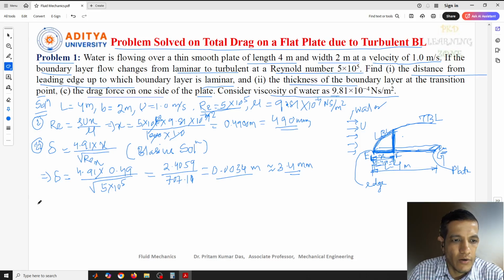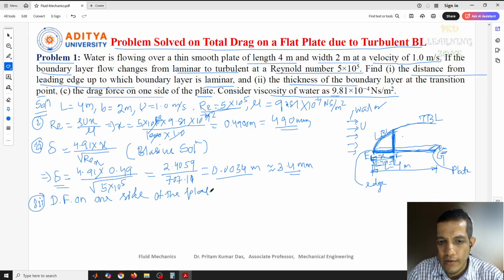Now this is the second point. The third point we need to calculate is the drag force on one side of the plate. So here the concept of drag force came. Two sides means 2 will be multiplied to one side. So one side will be calculated, that is enough.